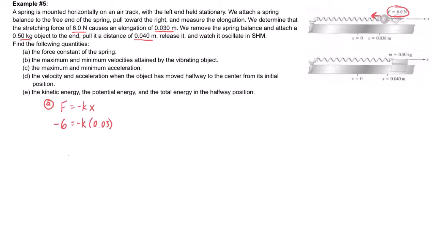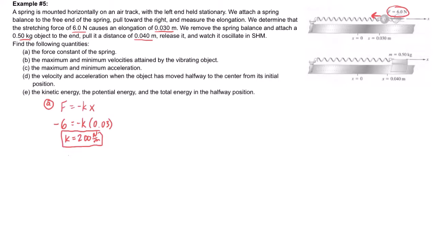Now, once we do that, we should be able to just take the 6, divide by 0.03, and we should get that k is equal to 200 newtons per meter. So we got the spring constant.